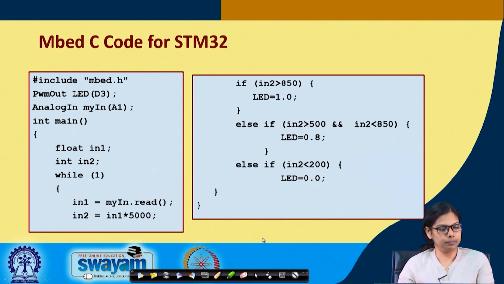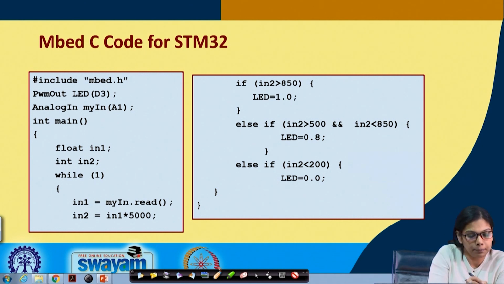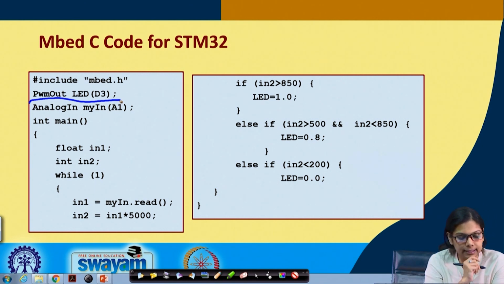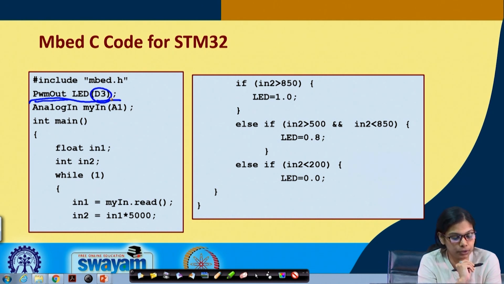This is the code. Now, PWM out LED D3. This is connected to this LED, which is not only a digital output pin, we are using this pin as a PWM out pin. That is why instead of just digital out, we have specified PWM out LED, which is this D3 pin of the board.